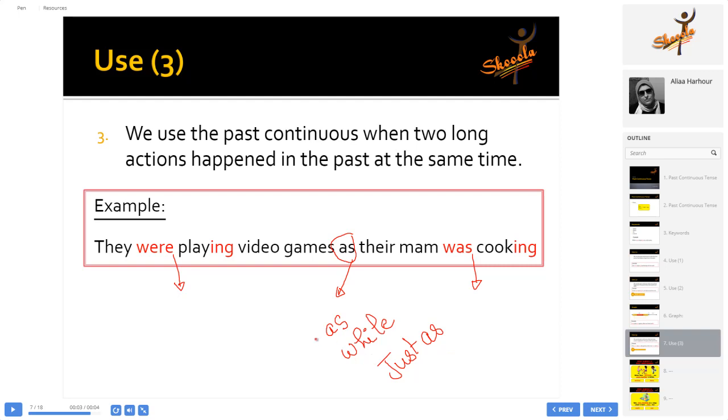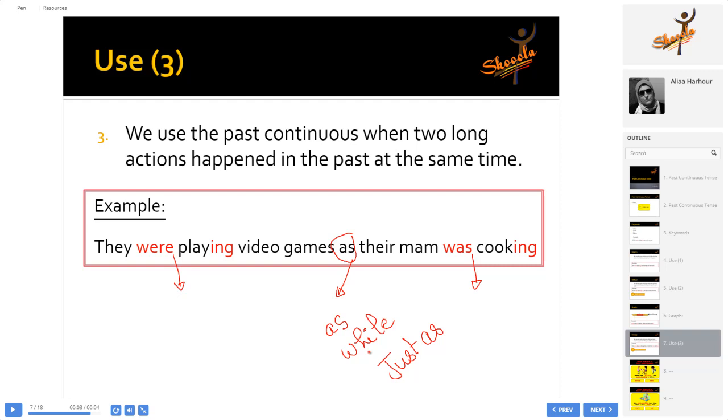I use as I was, for example, as I was running, my friend was studying. Both of us were doing something. Each one of us is in another home. So as I was running, as I was playing, as I was sleeping, my brother was playing video games. Both of us were doing long actions simultaneously, يعني at the same time. We use as, while, and just as.